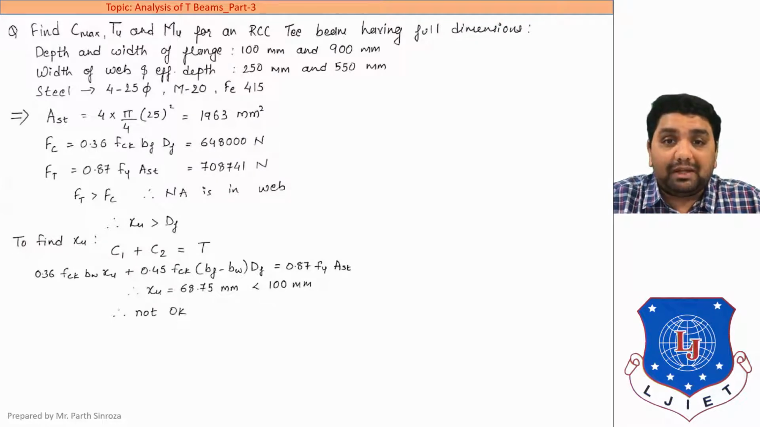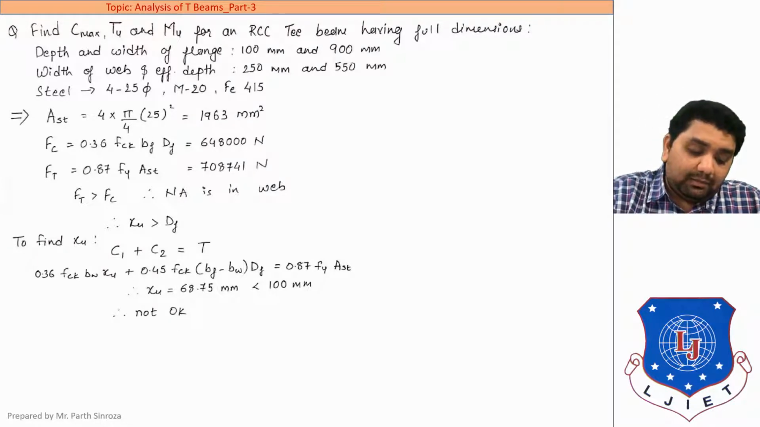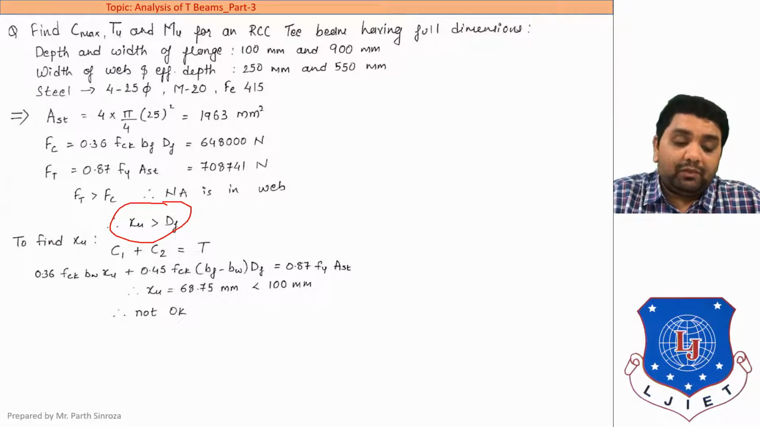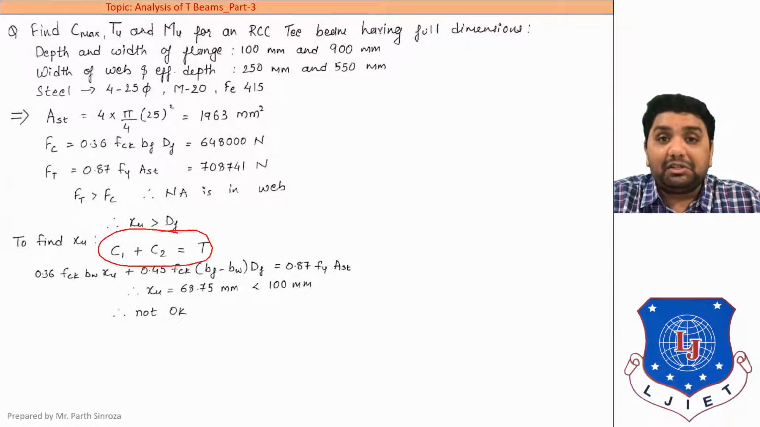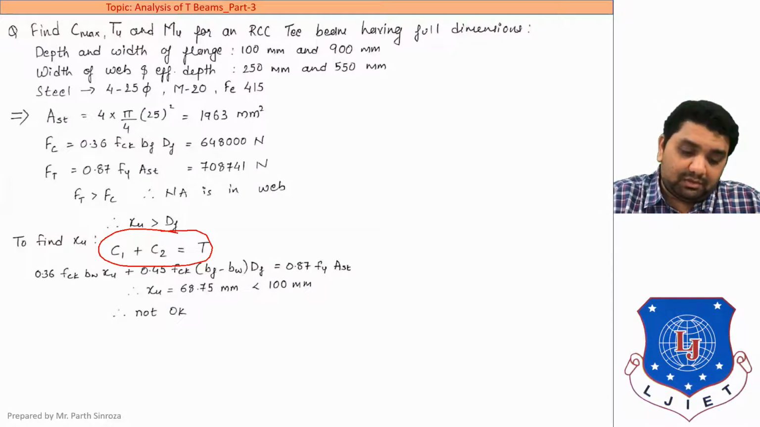After getting this relation, our step will be to compute XU. For this case, there are 3 cases we need to refer from page 96, clause G2. 2.1 was for XU less than DF, 2.2 was for XU equal to DF, and 2.3 will be XU greater than DF. As we are getting XU greater than DF, we will be using the equation from 2.3, and for that we need to find XU. XU can be computed from this equilibrium condition, that is C1 plus C2 equal to T, or the compression forces must be equal to the tension forces.